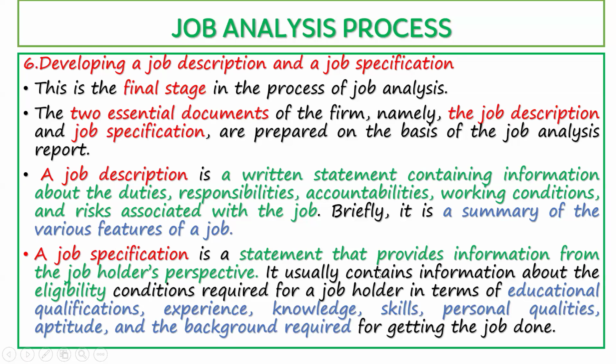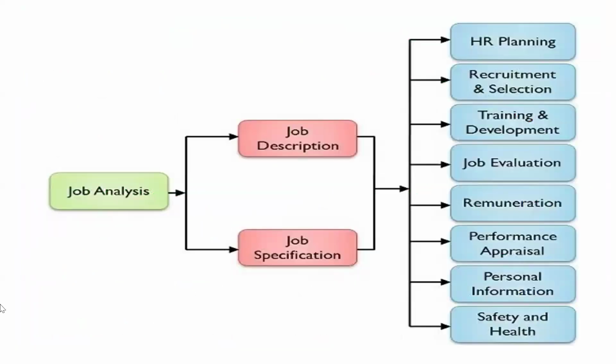Then number 2, job specification. And this is a statement that provides information from the job holder's perspective. So job description is about the job itself. Job specification is about the holder of that position. What kind of knowledge should the holder have? What kind of skills should the holder have? What kind of experience should the holder have? So that is it. The job analysis end result is this job description and the job specification.